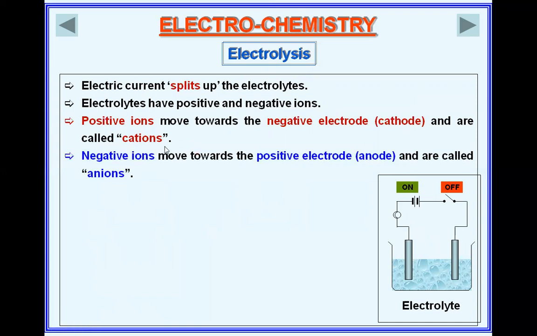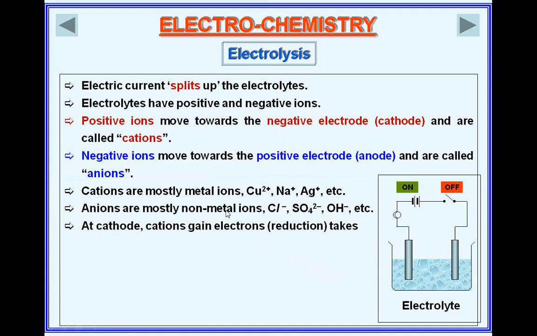Here, gain of electrons means reduction takes place. Negative ions move towards the positive electrode, the anode, and are called anions. Here, at the anode, loss of electrons means oxidation occurs. Cations are mostly metal ions like copper, sodium, silver, lead; all metals are definitely positively charged. Anions are mostly non-metal ions because they contain negative charge. So positive ions must travel towards the cathode when electric current is passed through the electrolyte, while negatively charged ions must travel towards the anode, the positive plate.